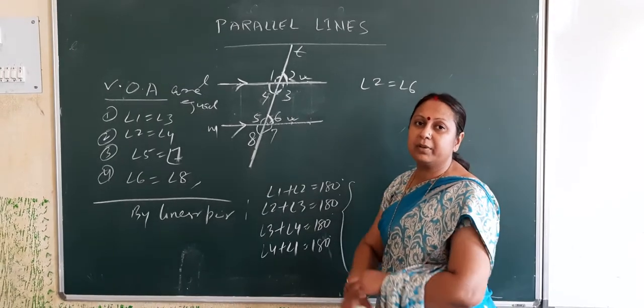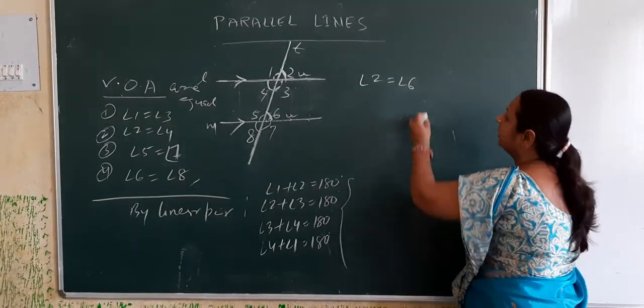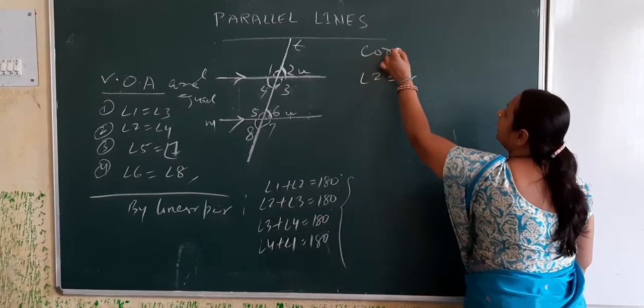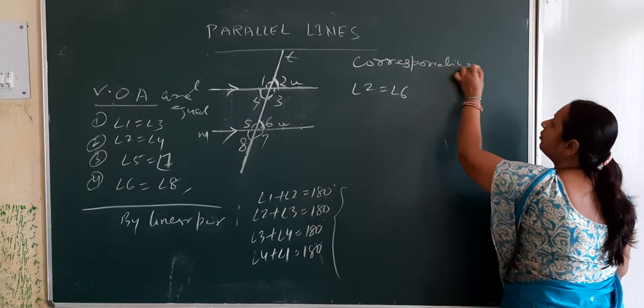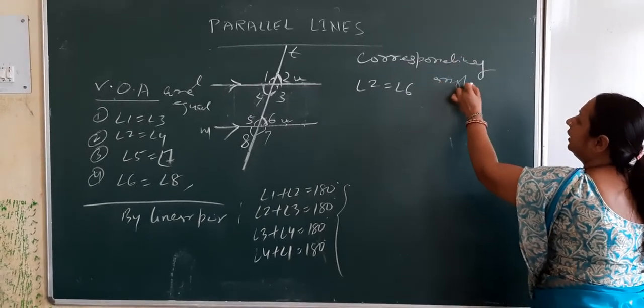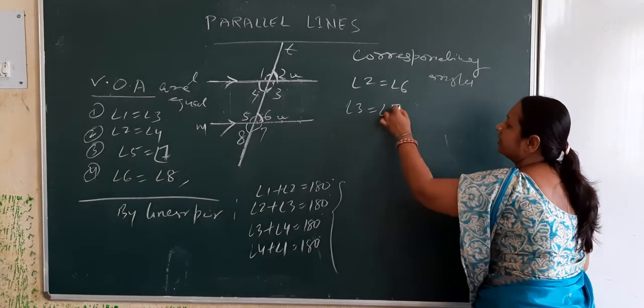That is the pair of corresponding angles. That's why we can write angle 2 equal to angle 6. These are corresponding angles. Similarly, angle 3 equals angle 7.